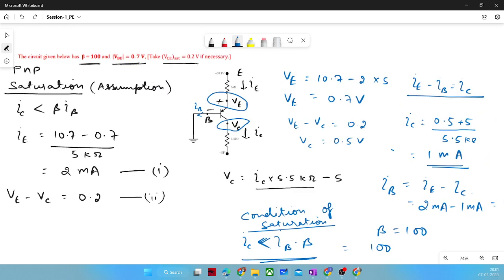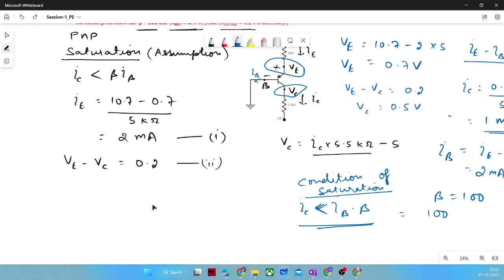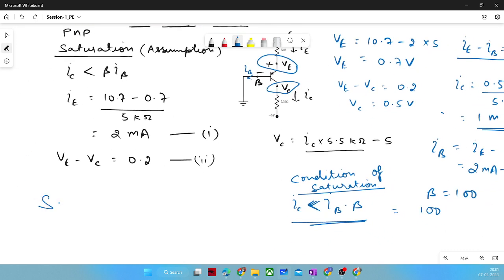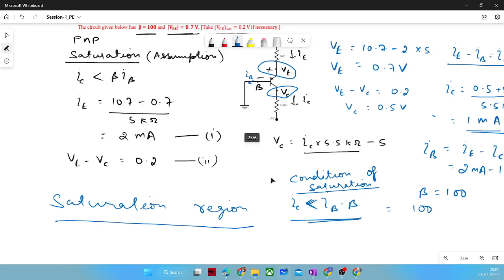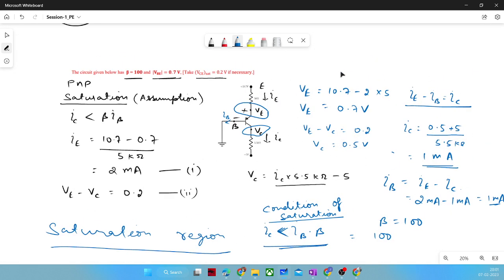So we had four options: whether this BJT is operating in cutoff, saturation, reverse active, or active region. We had to choose one option, and we can see that it is operating in saturation region. So I hope this is clear. Any doubt in this problem?